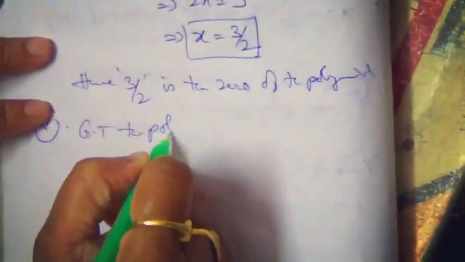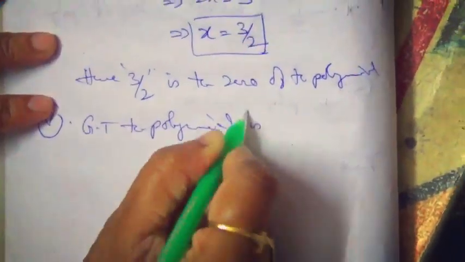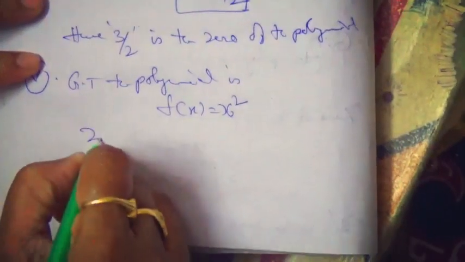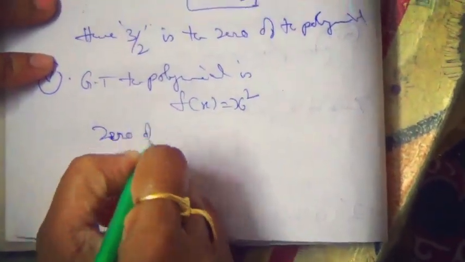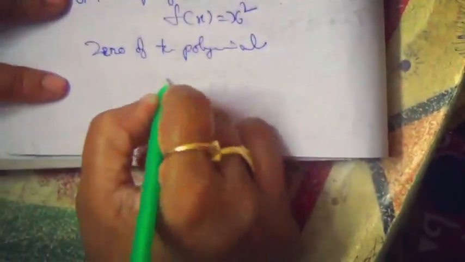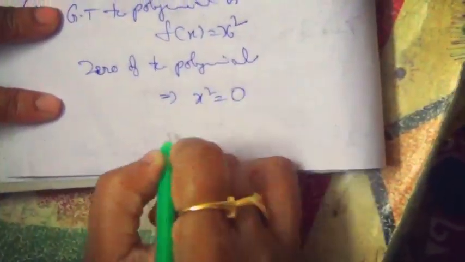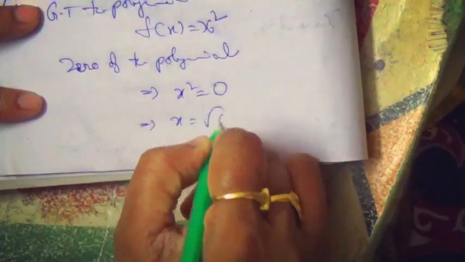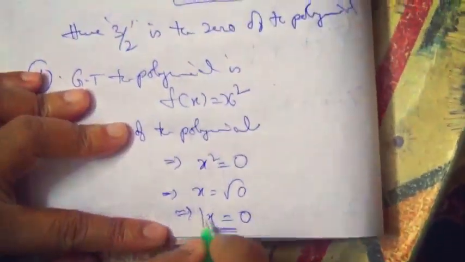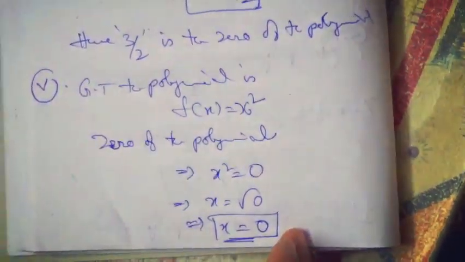Fifth one. So x square. Given that the polynomial is f of x is equal to x square. So zero of the polynomial, that implies x square is equal to 0. That implies x is equal to square root of 0. That implies x is equal to 0. For 0 there is no positive and negative, hence 0 is the zero of the polynomial.